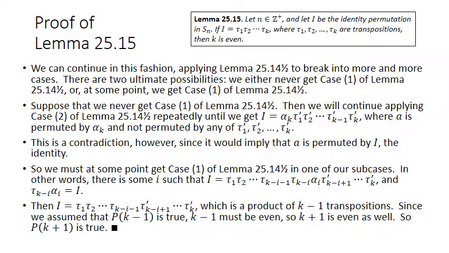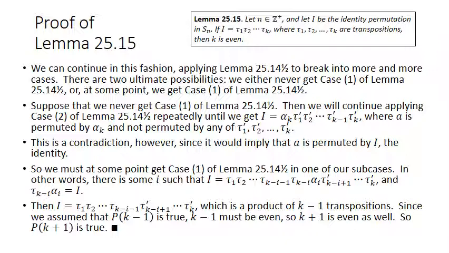Okay, so basically we can continue in this fashion. We can just keep applying lemma 25.14 again and again, breaking into more and more subcases. But there are really only two ultimate possibilities. Either we never get case 1 from lemma 25.14, and remember that case 1 was where your product of transpositions was the identity, or at some point we do get that case 1. So you either never get it or at some point you do get it. Let's look at what happens in those two possibilities.